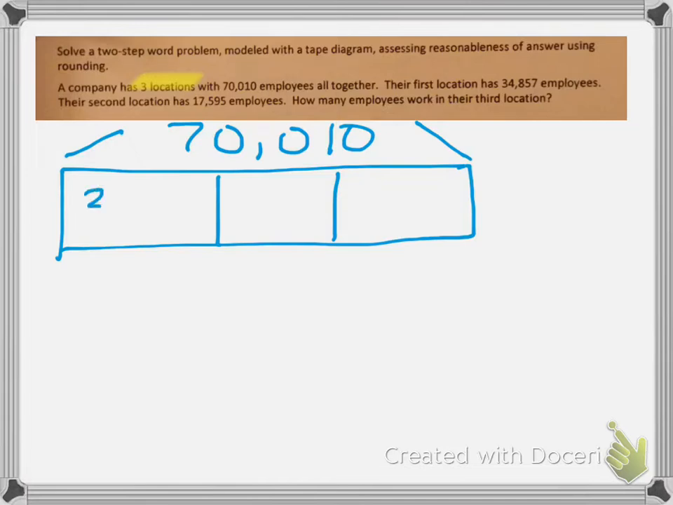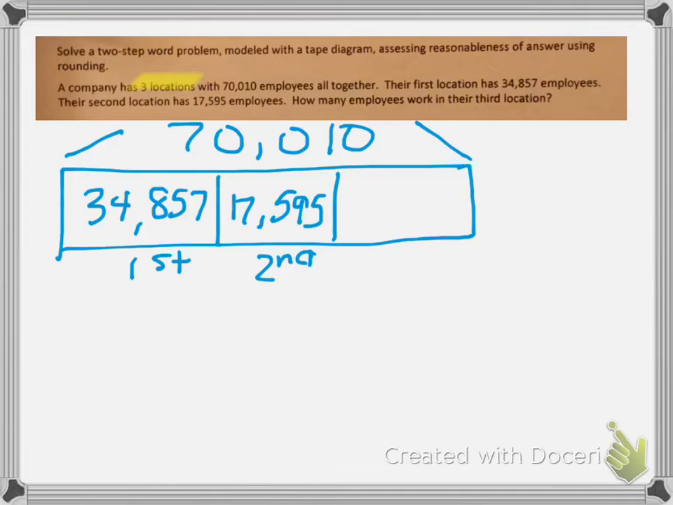Their first location had 34,857 employees. That was their first. Their second location had 17,595 employees. And this is what we need to figure out. We don't know the third location. First, we have to add the first and the second locations together. And then we'll be able to do one more problem and subtract it from the total.